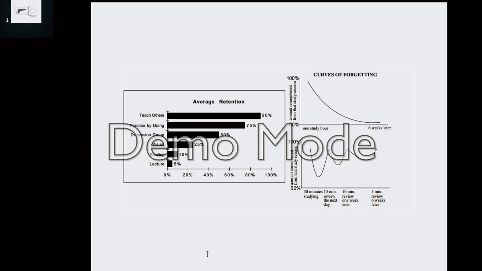So I think that's pretty cool, and I also think that's a good reason to study more often. And then over here with the average retention, these are just things you can do to help you retain information. You can teach other people. That's one reason I tutor, because it's helping me study for the MCAT by teaching other people. Practice by doing, like doing practice questions and whatnot. Discussion group, if you have a study group that is productive, that's great. Visual, so maybe if you're drawing something or looking at pictures, that helps.